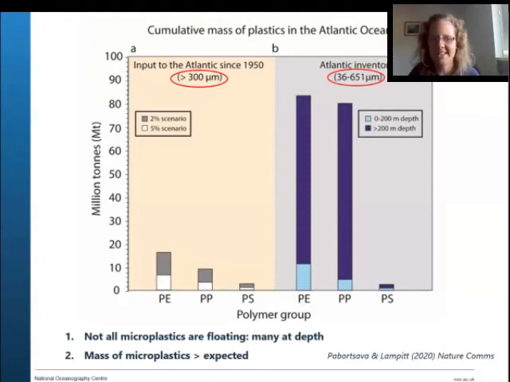So this really tells us that not all microplastics will be floating. There are many at depth. And this is really important for us to consider when we're doing these surveys of plastics in the oceans. And also that the mass of microplastics is much greater than what we would have expected to find.